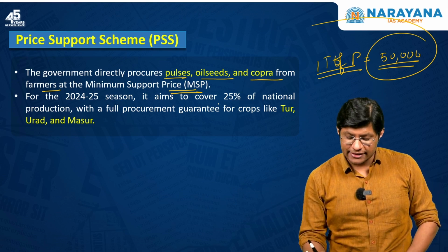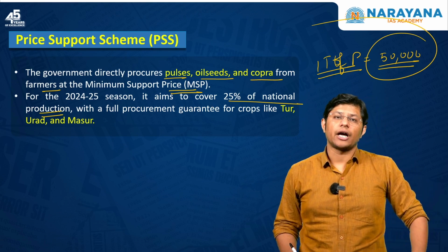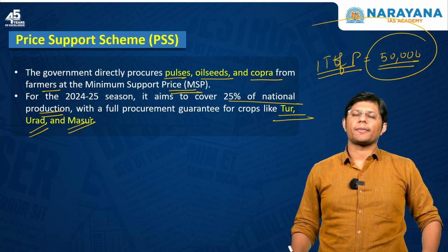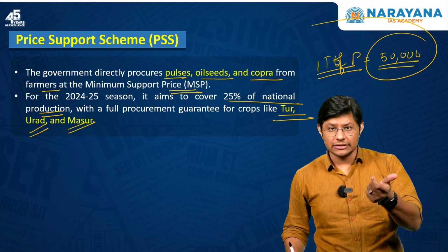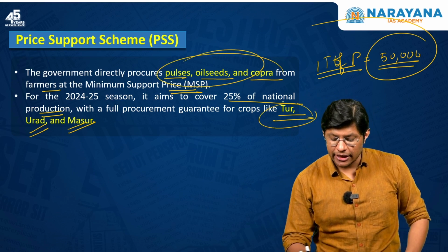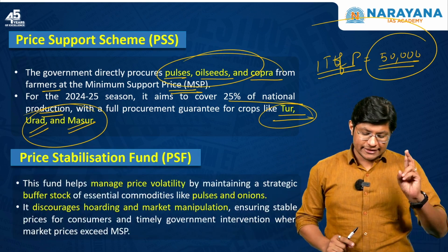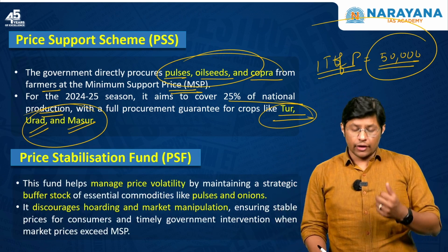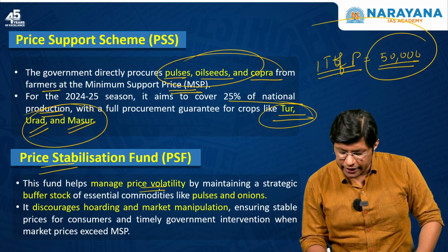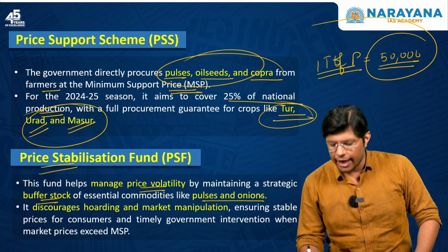So, for the 24-25 season, the government aims to cover 25% of the national production. How? By procuring fully crops like tur, urad and masoor. Which means here a question can be asked whether the government is providing support for all the crops. No. These are some of the selected crops for which the government is actually supporting the farmers. Very important to remember. Second is the Price Stabilization Fund. Now, this fund, which fund? Price Stabilization helps manage price volatility by maintaining a strategic buffer stock of essential commodities like pulses and onions.